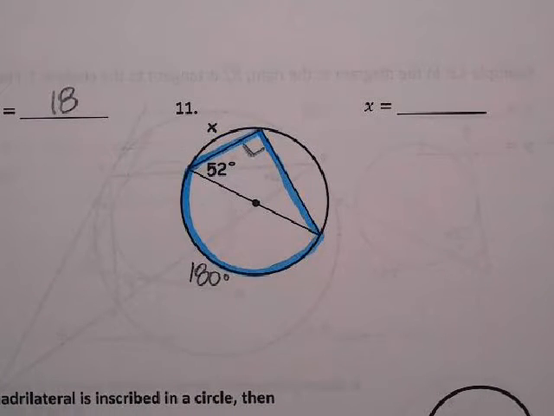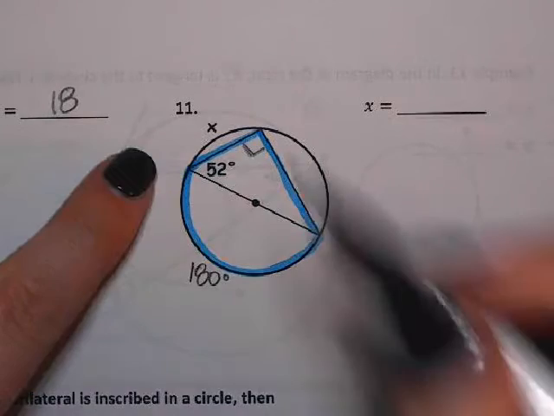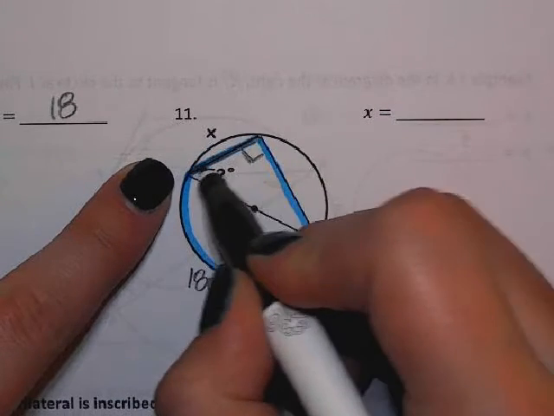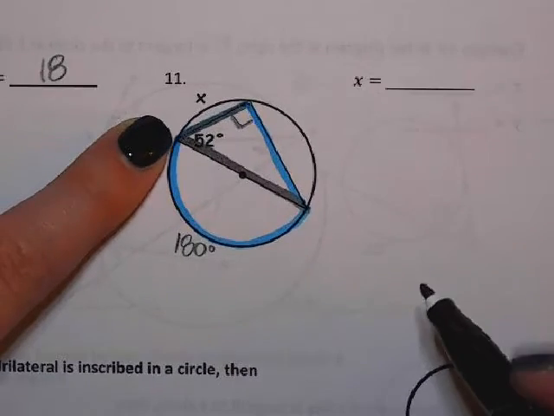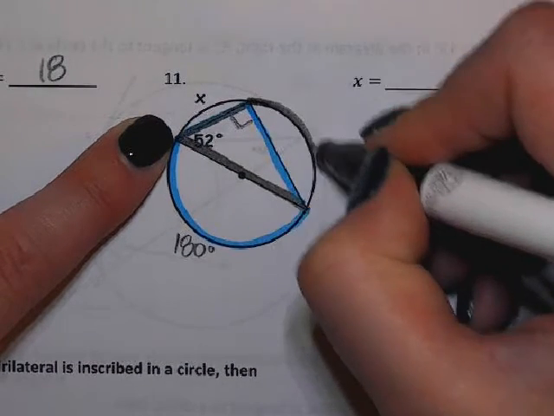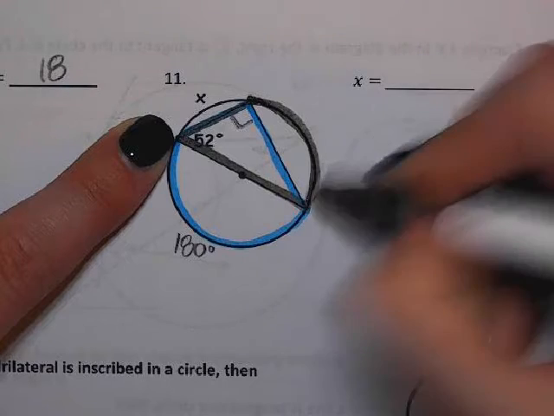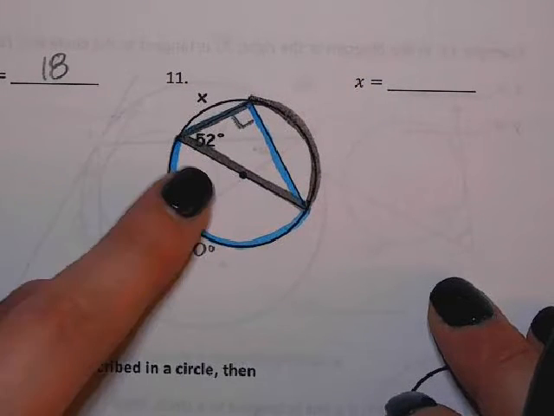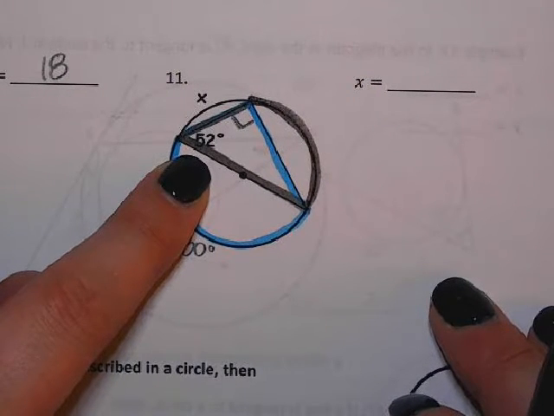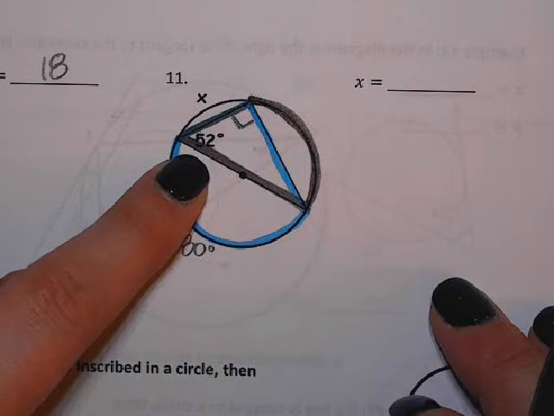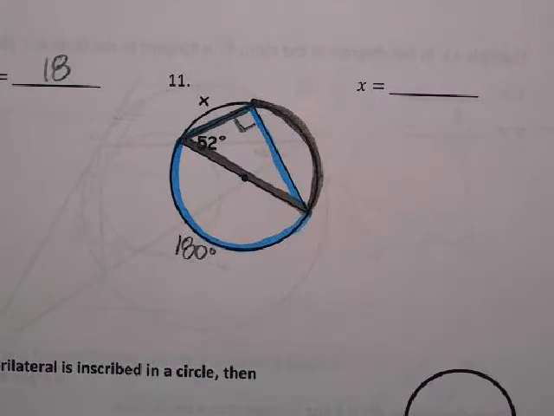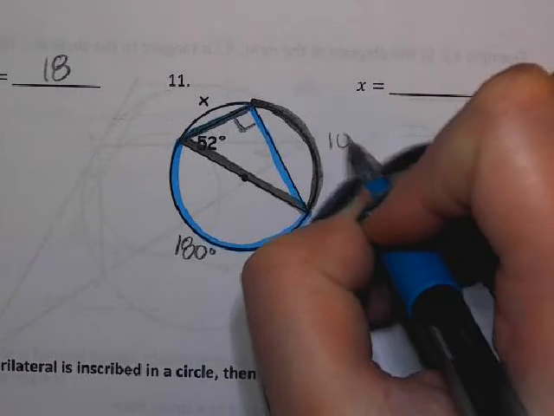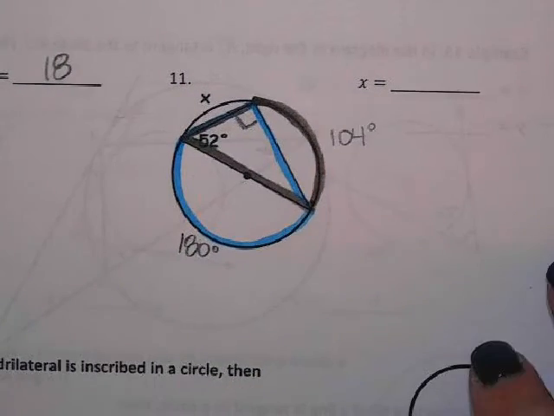Now I'm going to take the 52 degree angle next. So here's my 52 degree angle. I'm going to trace it out, and here's the arc that goes with that. If the angle's 52, what's the arc? 104, because it's double. The arc is always double the angle.